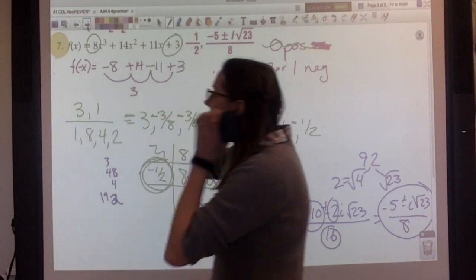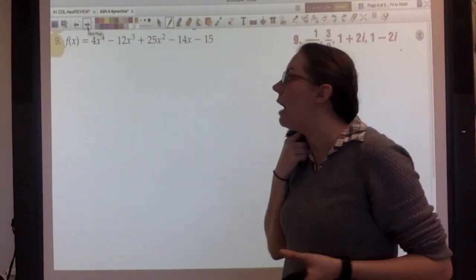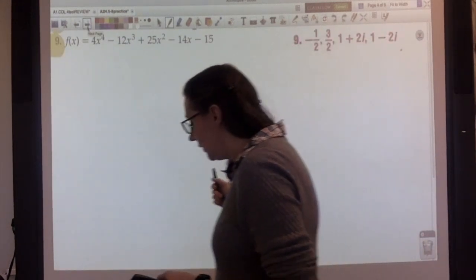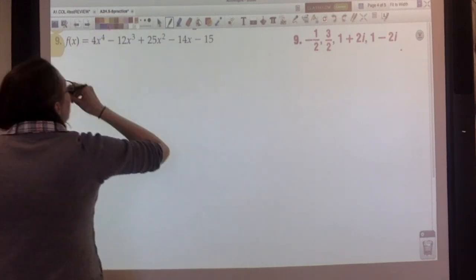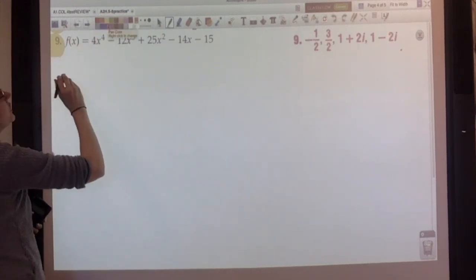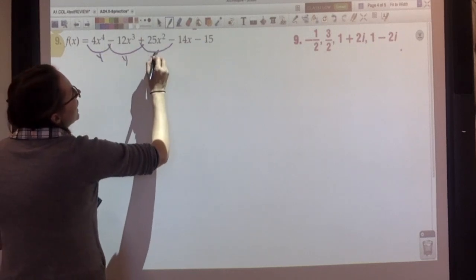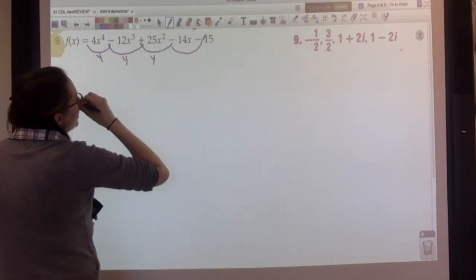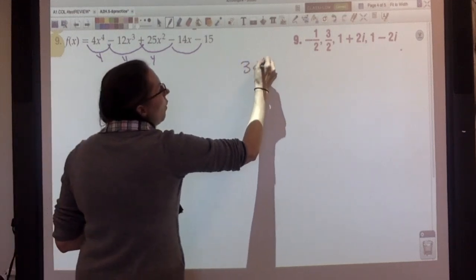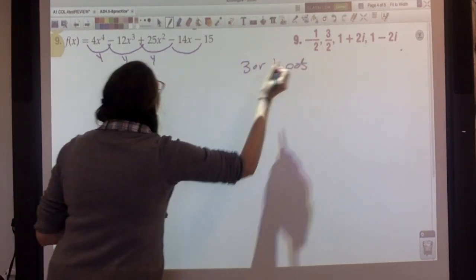And number 9 is like 7, but a little bit harder because you have a power of 4, okay? So let's take a look. I'm going to do Descartes' rule of signs first. So sign change, sign change, sign change, no sign change. So I'm going to have 3 or 1 positive zeros.